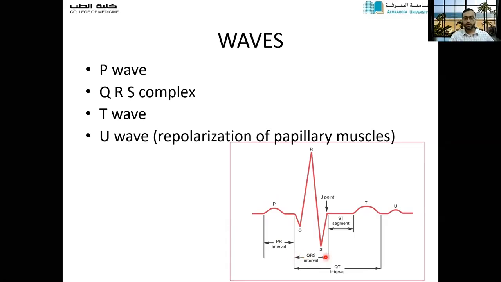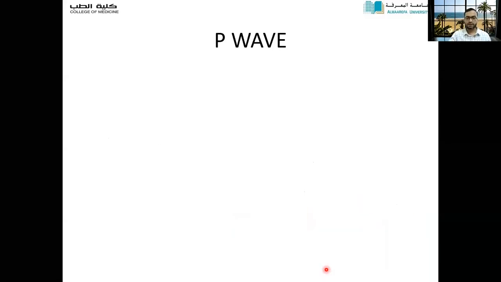Then we have the QRS interval, which contains three waves: the Q wave, R wave, and S wave. And one very big interval we have here is the QT interval, which contains the QRS complex, the ST segment, and the T wave. So there are four waves and one segment in this whole QT interval. First I will describe the individual waves and segments, then we will start reading the ECG.